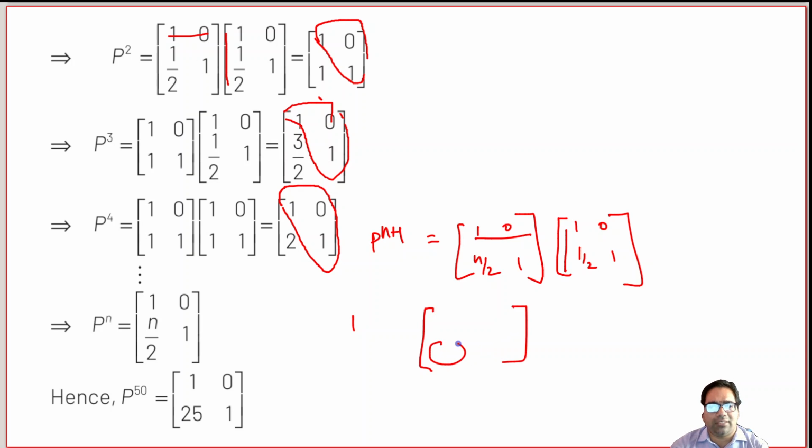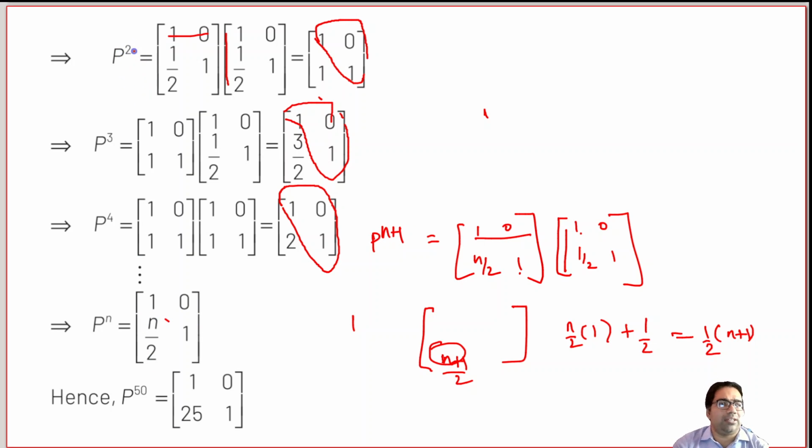Let us try to verify only this element, the 2, 1 element. That is n by 2 into 1 plus 1 into 1 by 2, which is nothing but half into n plus 1. This element is n plus 1 by 2, which is what we wanted to prove. P power n plus 1 is again the same matrix, with n replaced by n plus 1. So hence proved by mathematical induction: if P power n is this, then P power n plus 1 is 1, 0, n plus 1 by 2, 1.